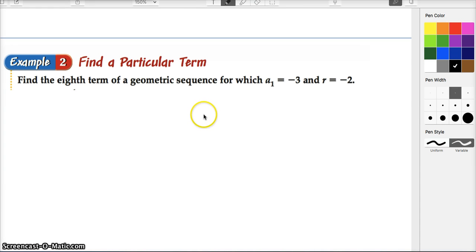So here in example 2, we're going to find a particular term. We're given a geometric sequence. We're given that the first starting value, a sub 1, is -3, and the common ratio is -2.